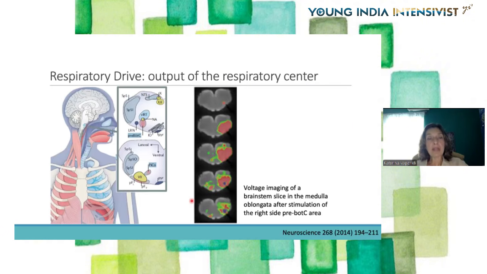The only way we can accurately measure the respiratory drive is like in this experiment here, where there are slices of brainstem stimulated on the one side and imaged by voltage imaging. Clearly not a practical thing to do at the bedside, because it requires cutting the brainstem in slices, and that is something our patients would not appreciate as an intervention.